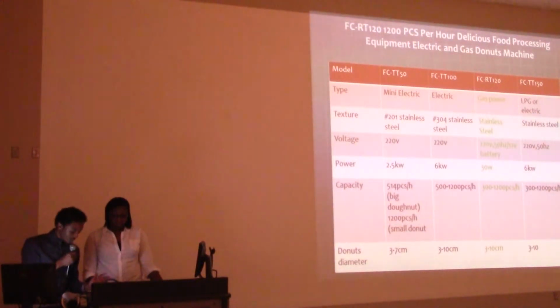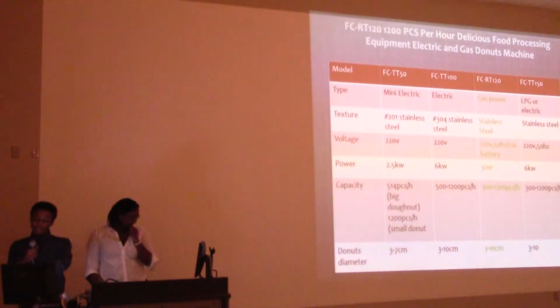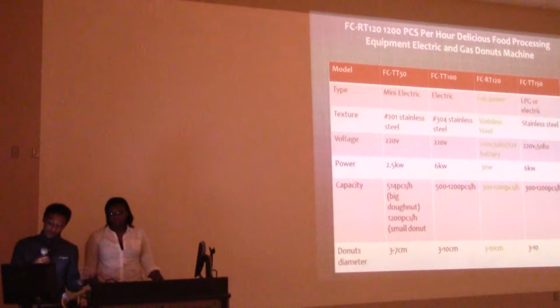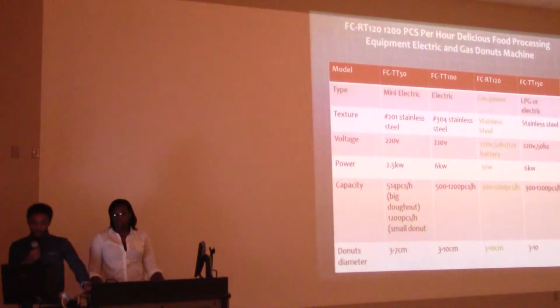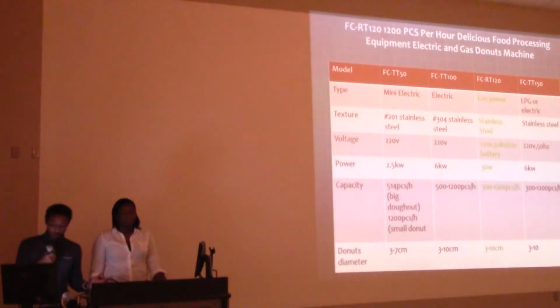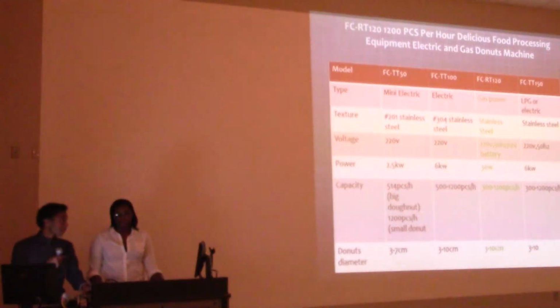The name, four-choice reaction time, leads to the four choices: the mini, the electric, the gas power, and the LPG. The one we'll be discussing will be the highlighted gas power. It's stainless steel, 220 volts, with a power of 30 watts. It produces 300 to 1,200 pieces per hour, and it can produce a donut anywhere from 3 to 10 centimeters.